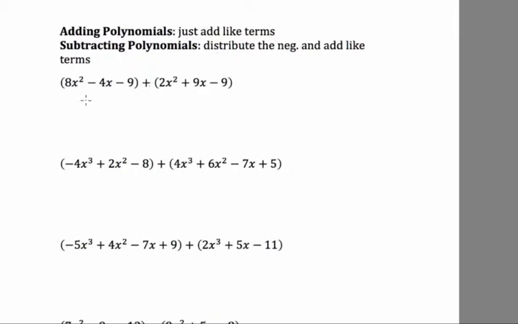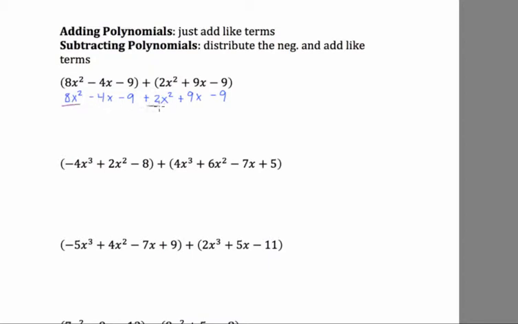I'll show you. So here, I have 8x squared minus 4x minus 9 plus 2x squared plus 9x minus 9. I really don't need these parentheses since this is just adding. These parentheses aren't really needed. Just one long line of terms that need to be added. So you just look for your like terms.